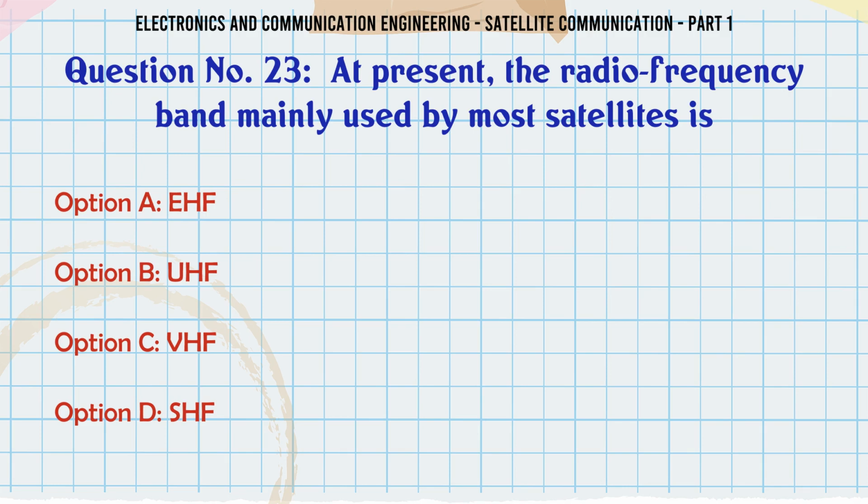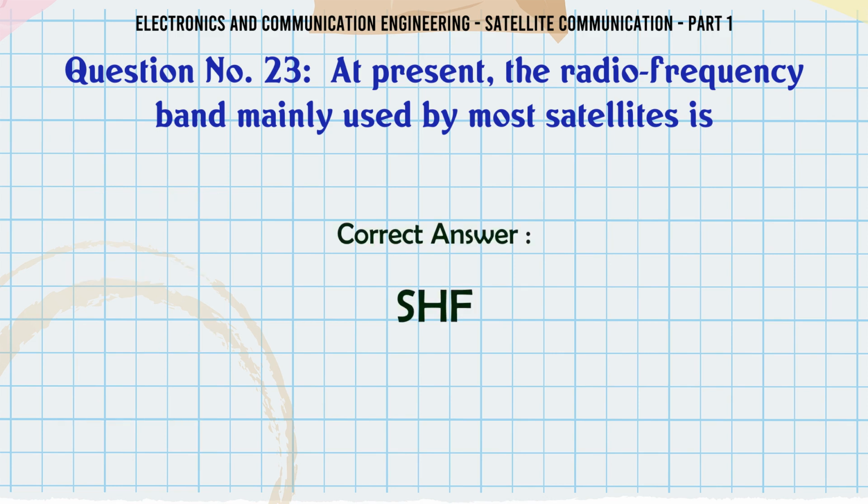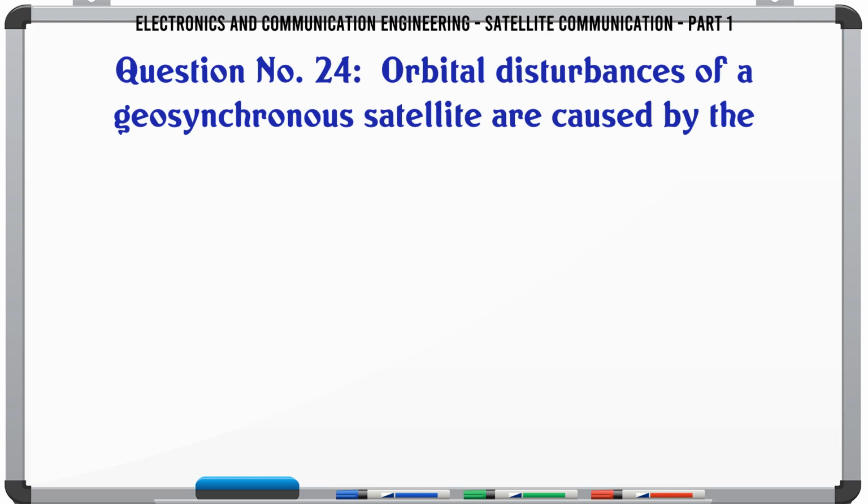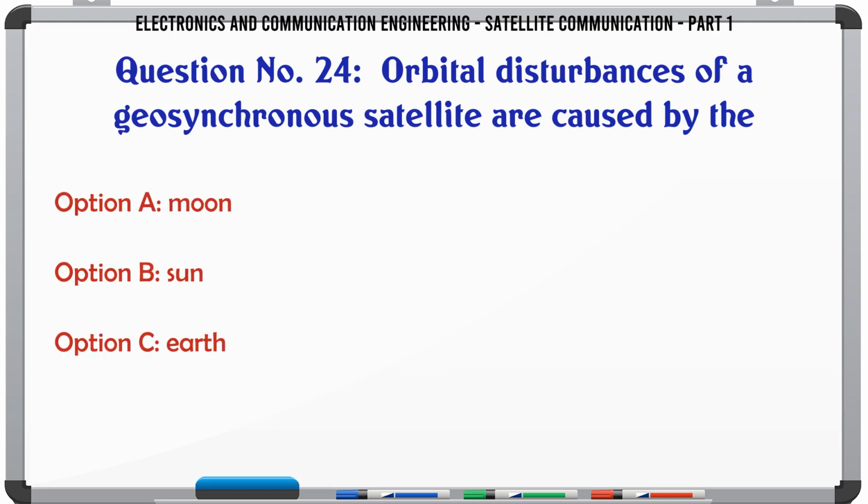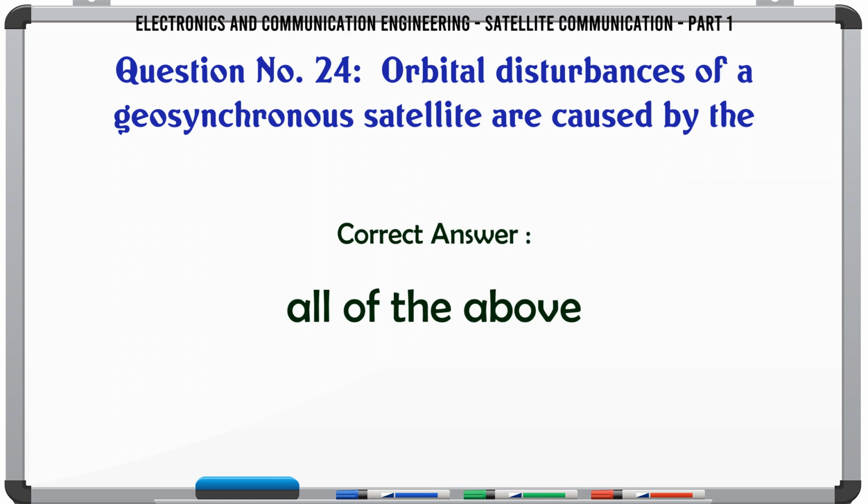At present, the radio frequency band mainly used by most satellites is: A. EHF, B. UHF, C. VHF, D. SHF. The correct answer is SHF. Orbital disturbances of a geosynchronous satellite are caused by the: A. Moon, B. Sun, C. Earth, D. all of the above. The correct answer is all of the above.